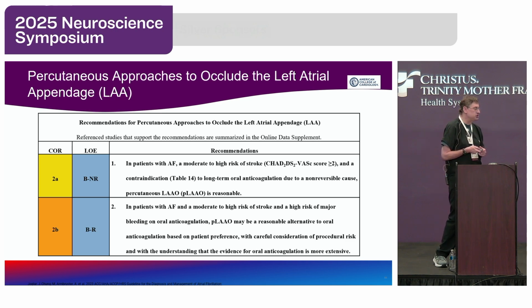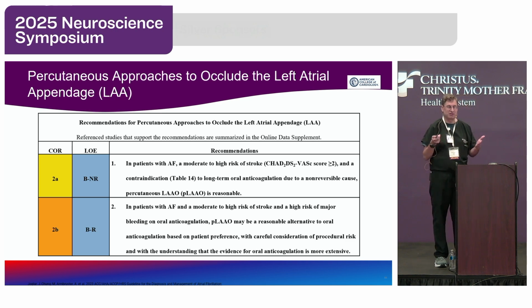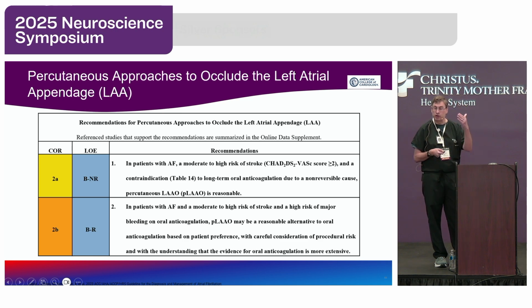Sometimes I think that's easier said than done, but these are the guidelines, and they have a whole list of procedures that they consider to be reversible and irreversible. But I think it is practicing medicine, and sometimes it's hard to predict these things. And then also patients who are deemed to have high risk for stroke with a CHA2DS2-VASc score of 2 or higher, and also have a HAS-BLED score of 3 or higher.